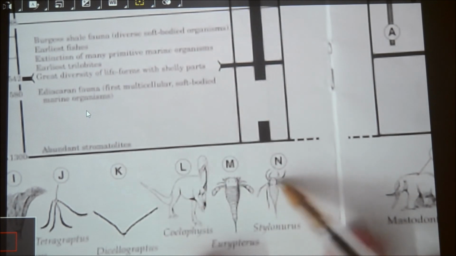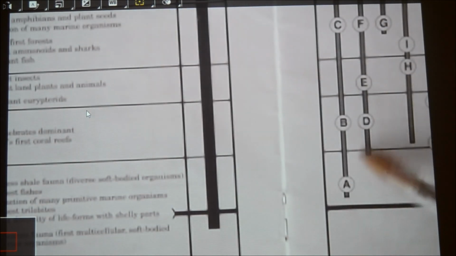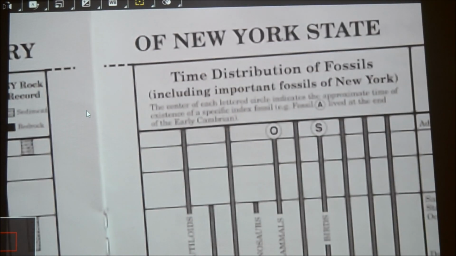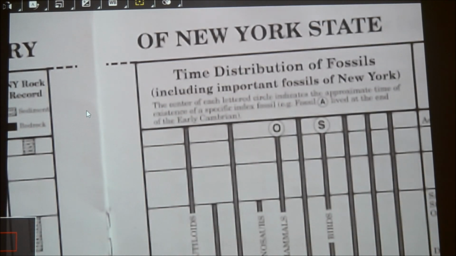Remember, these are the organisms that correspond to here. When the line stops, that means they become extinct. If they're still going, that means we have them currently. Hope this helps. You're going to need to use it on your labs. All right, good luck.